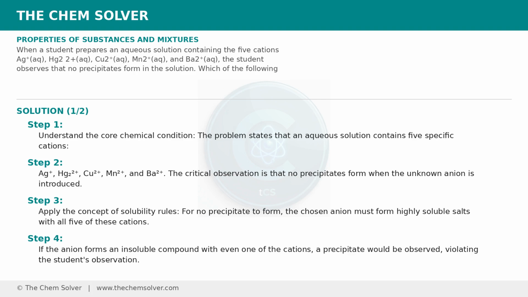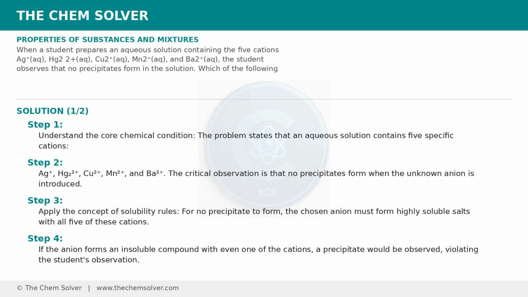Understand the core chemical condition. The problem states that an aqueous solution contains 5 specific cations: Ag+, Hg2 2+, Cu2+, Mn2+, and Ba2+. The critical observation is that no precipitates form when the unknown anion is introduced.